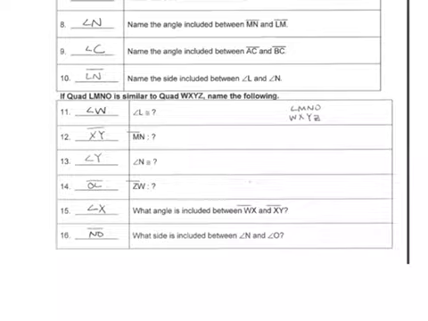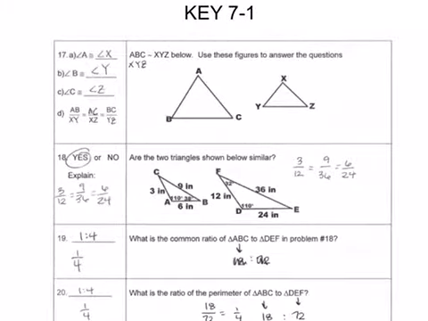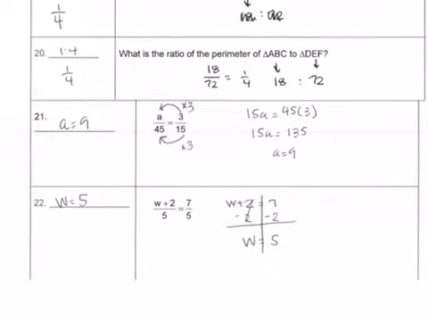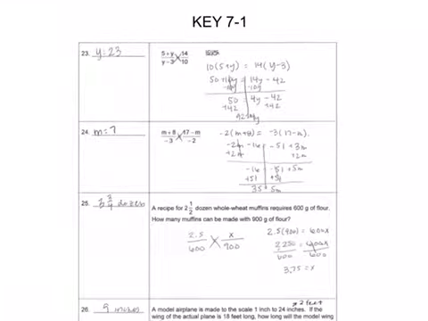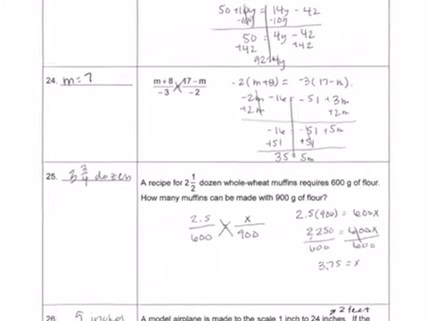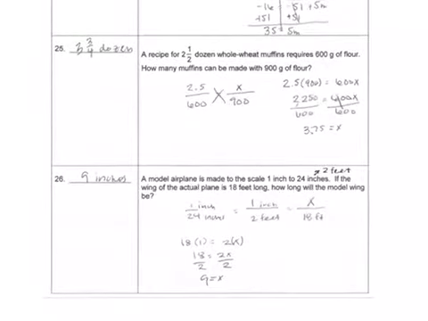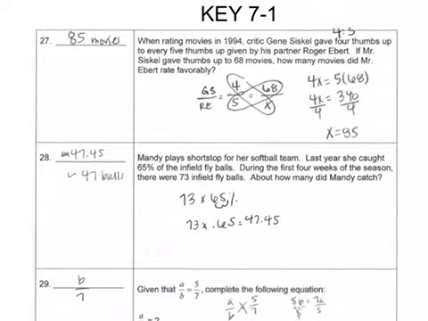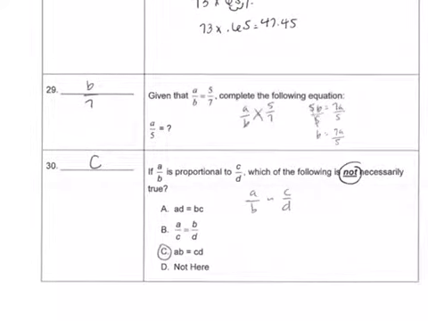So here's problems 11 through 16. Please make sure you take a quick check. 17 through 19 are shown up above. Please make sure you take a quick check. 20 through 22 are shown here. Please take a quick check. 23 and 24 are shown here. 25 and 26. 27 and 28, 29 and 30.